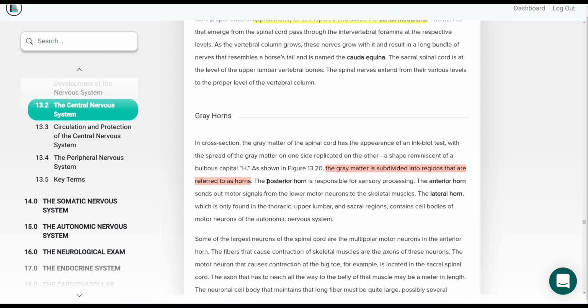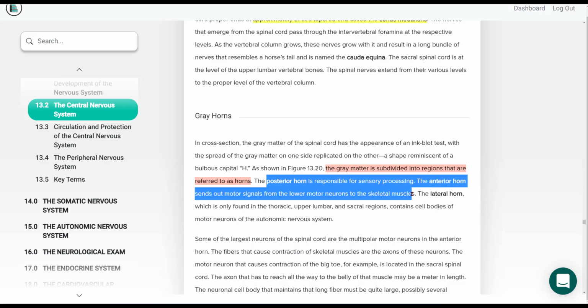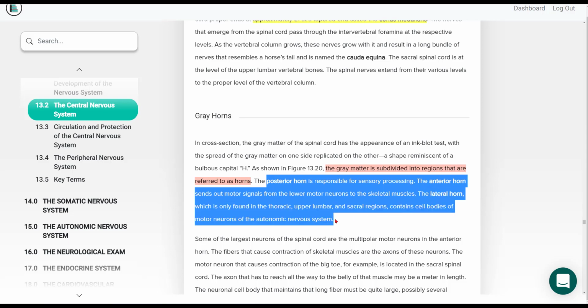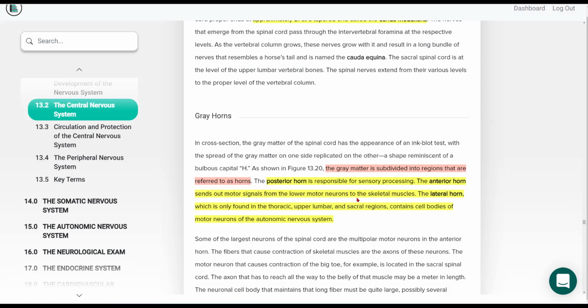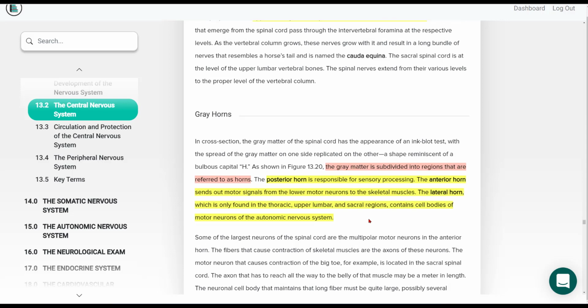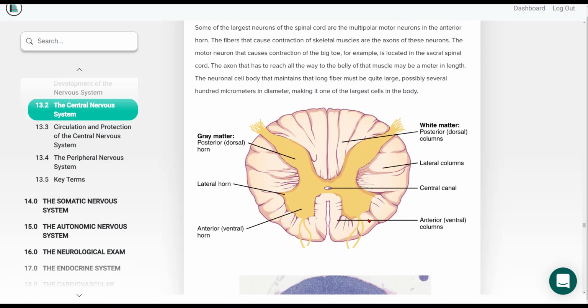We're going to see that the posterior horn is all about sensory. The anterior horn is all about motor control of your skeletal muscles, and the lateral horn goes out to your autonomic nervous system. Remember, the autonomic nervous system are those things which are happening for you automatically. Okay, so let's take a look.